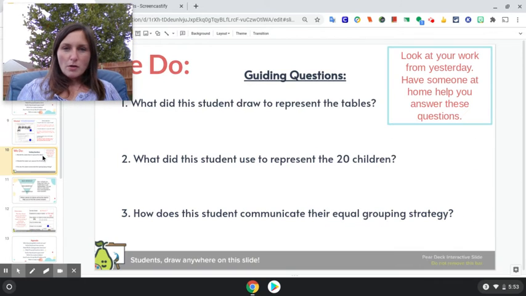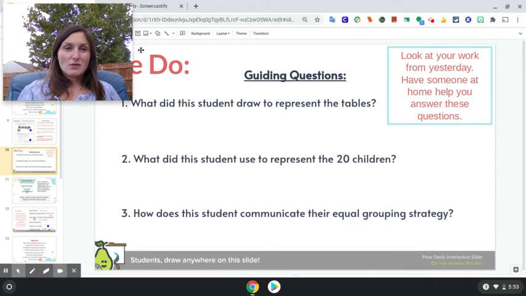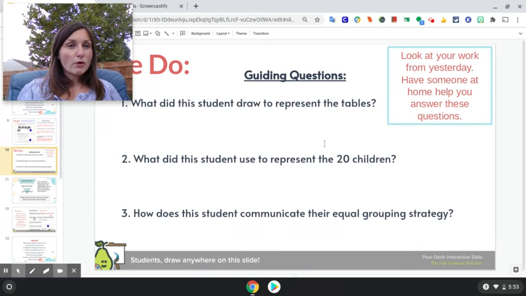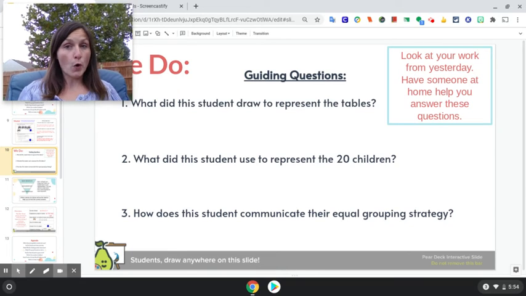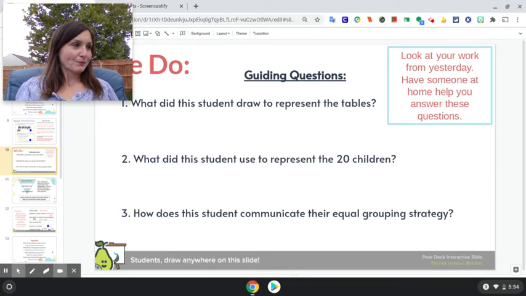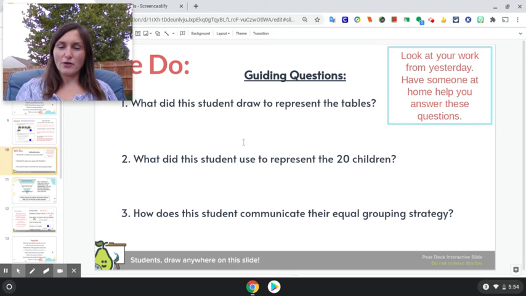So you guys are going to look back at your work, and I would like for you to do this as a we do. Have someone at home help you look through your work, because sometimes it's hard to look at our own work and then see what we did. Sometimes we get caught up in trying to fix it or change it, or we just get confused. We don't really remember what we did. So having someone at home would be really nice to help you today. Okay, you're answering the same questions that I had to answer for my model. If you could have someone help you answer these, that would be great, right?